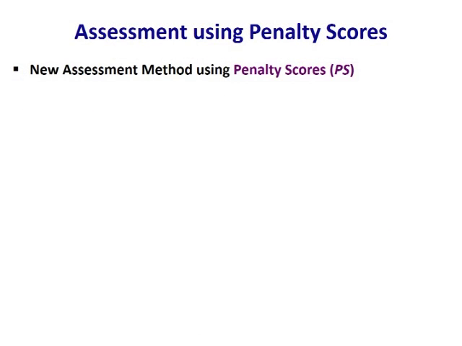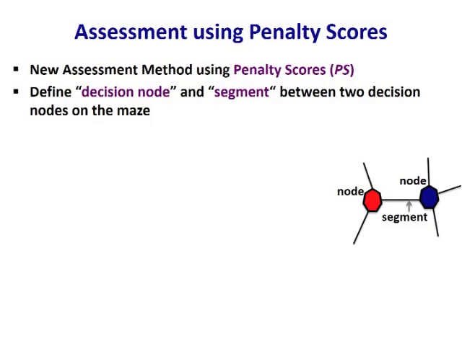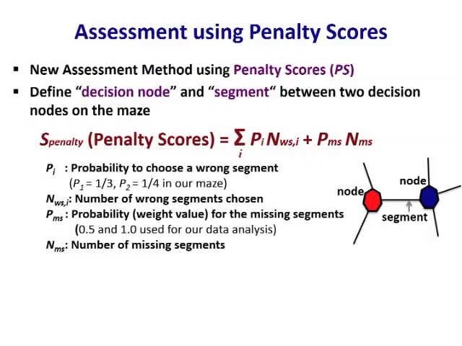So we brought a new assessment method using penalty scores. First, we defined decision nodes and segments between two decision nodes on the maze. Then we calculated the penalty scores using the equation.